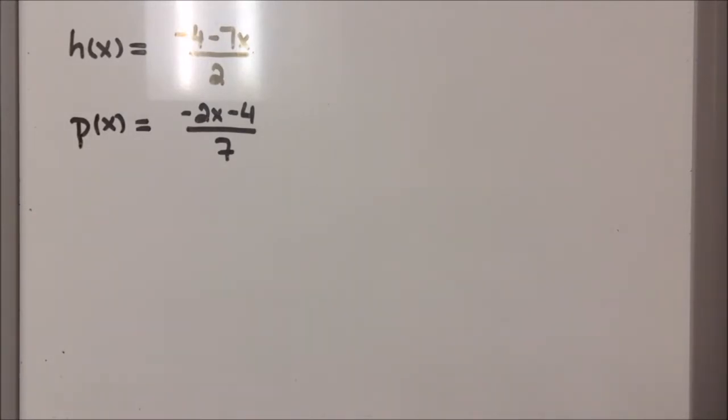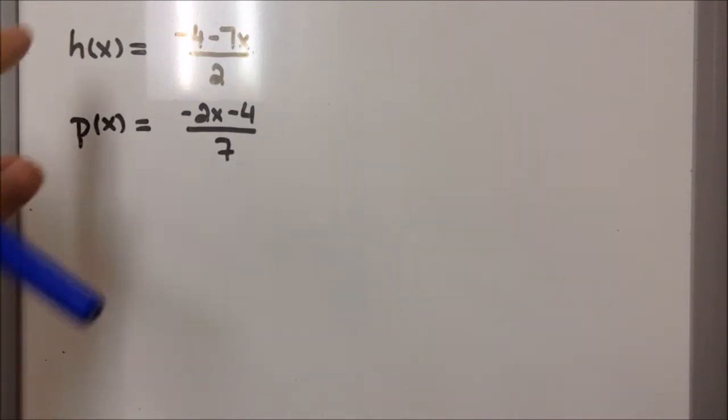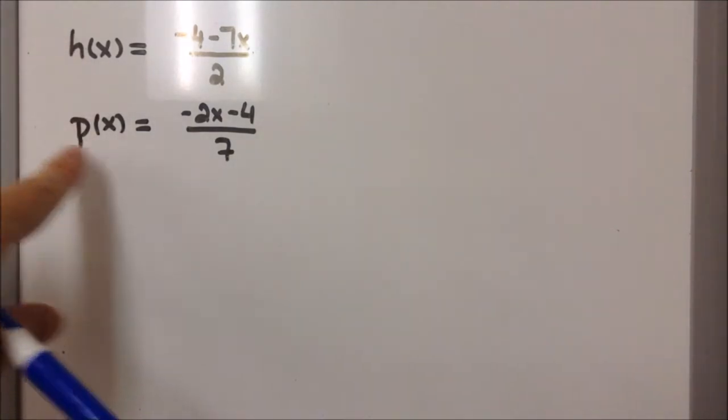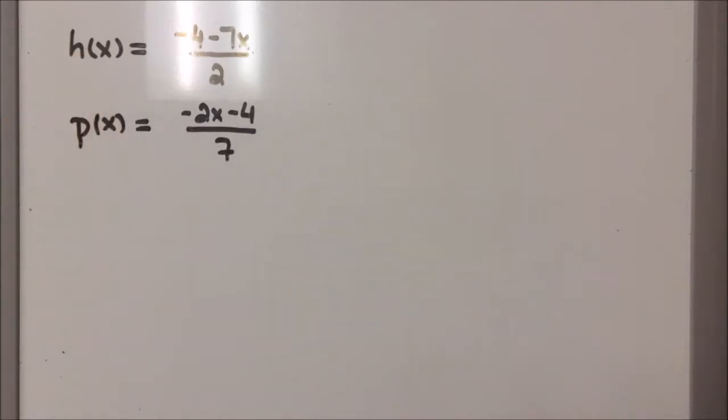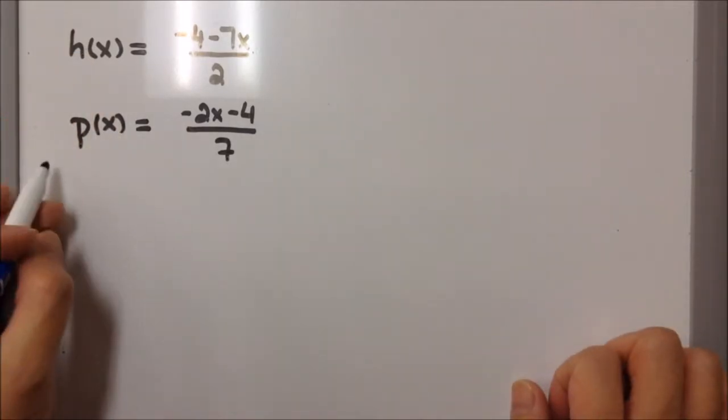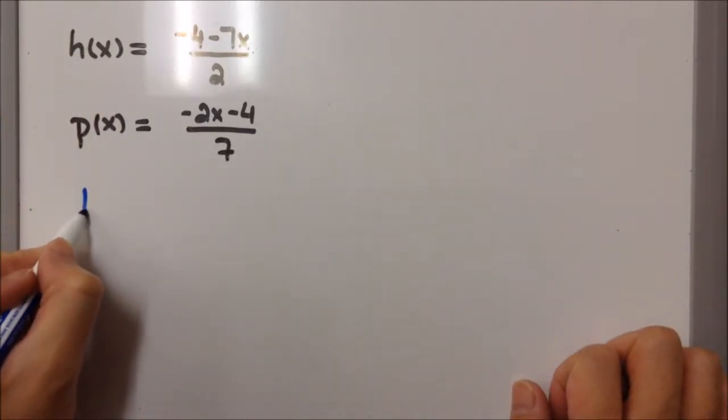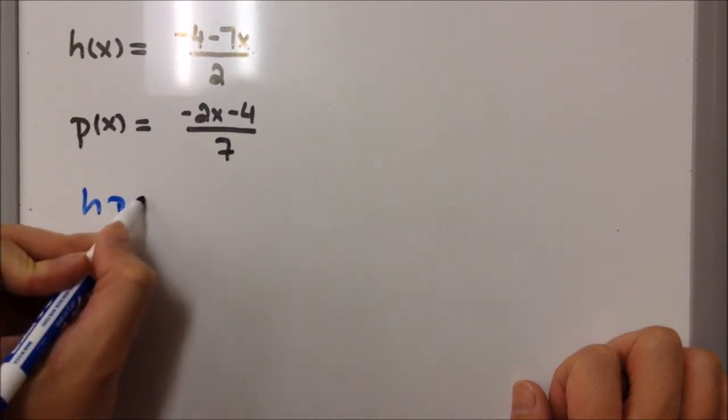Okay, so we have our second example here. Let's do some extra practice verifying if these two functions are inverse to each other. So what we're going to do is do composition for both: one where h goes to p, and then p goes to h. So the first one we're going to do is p of x inside of h of x.